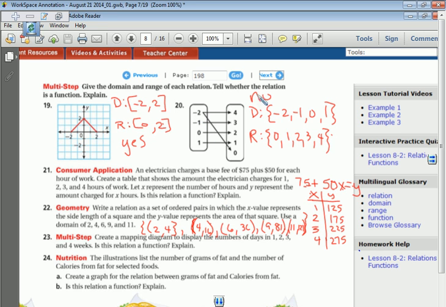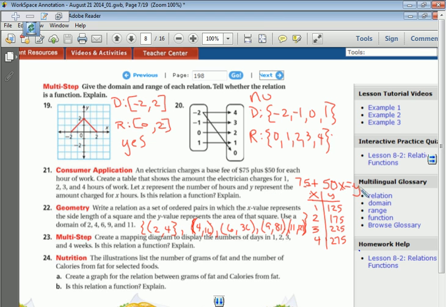This one is not a function. Why is it not a function? There's one domain that goes to 2 ranges. One element of the domain is paired with 2 elements in the range. Each element of the domain can only be paired with 1 element of the range.